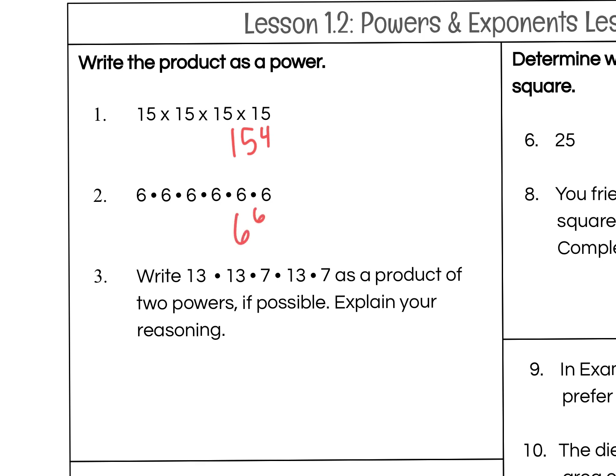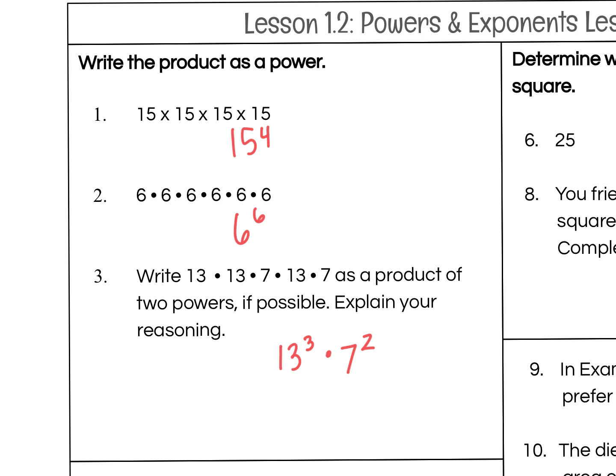Okay, number 3, it just mixed it all up. So instead of having just one digit repeated over and over, it has 2 numbers repeated a couple of times. So how many times do you see 13 show up there? 3. So it'd be 13 to the 3rd power times, what do you think I'd write next? 7 squared, because there's 2 of them. Okay, so on this one, all I'm doing is just combining my numbers that are alike. So I'm going to take my 13s, I'm going to make it 13 cubed times 7 squared.